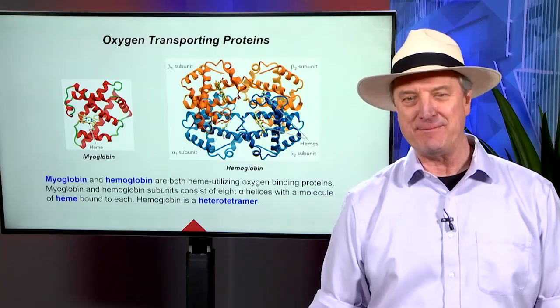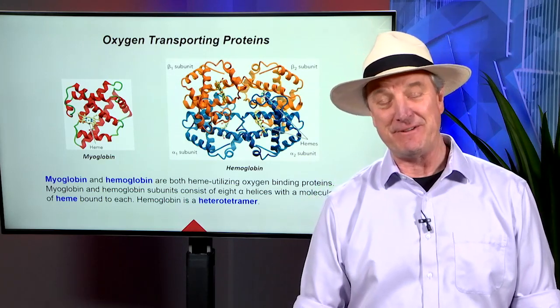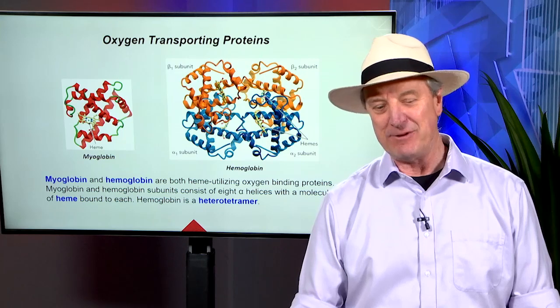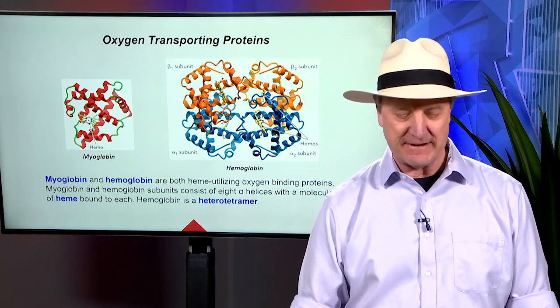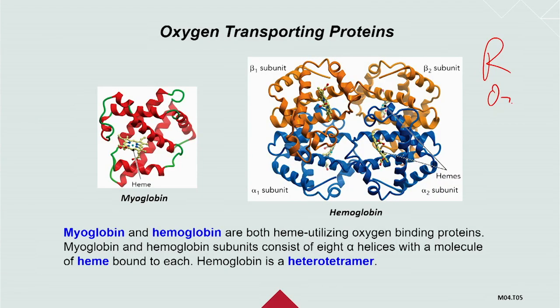All right, back from the movie. Again, hopefully that gave you more of a visual effect of how this works. One of the things you might have noticed is I talked a lot about the R form and the T form. The R form is the form that binds oxygen, and the T form is what we call the deoxy form.